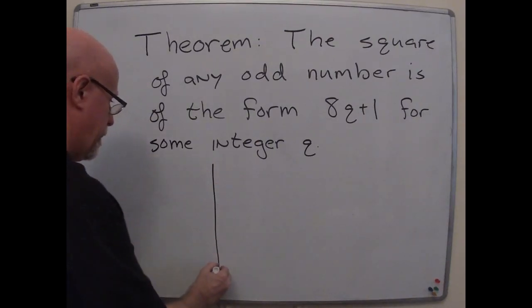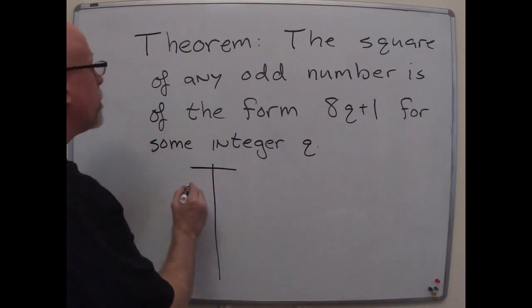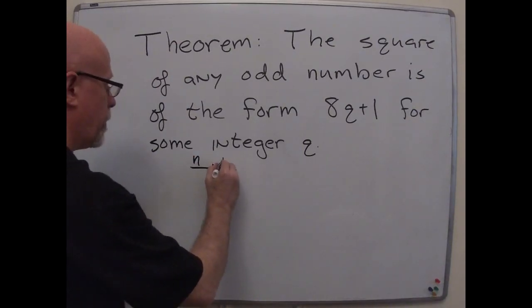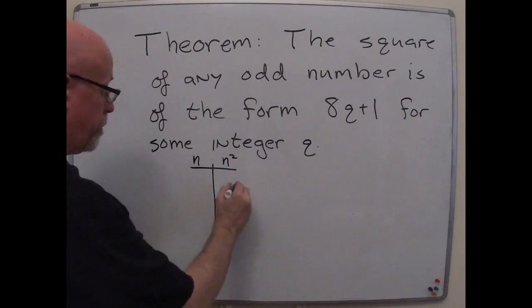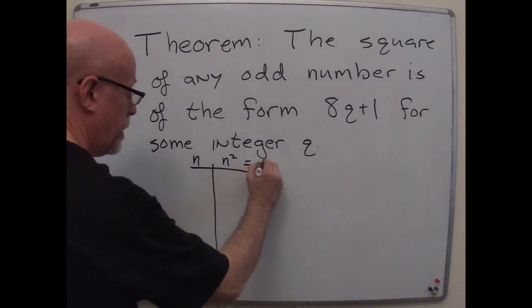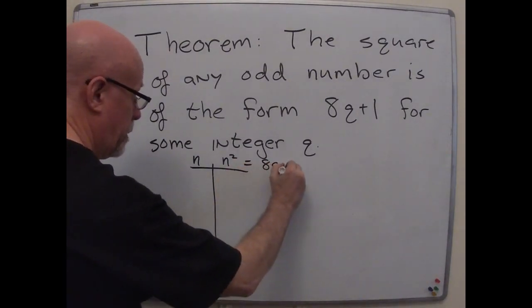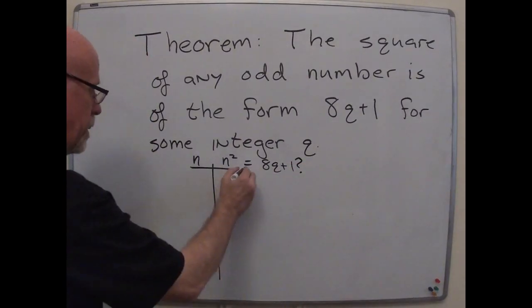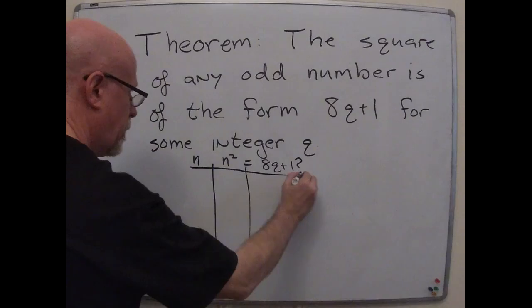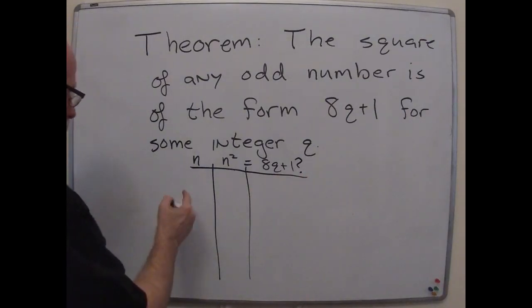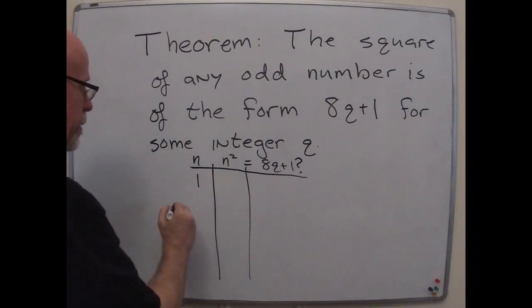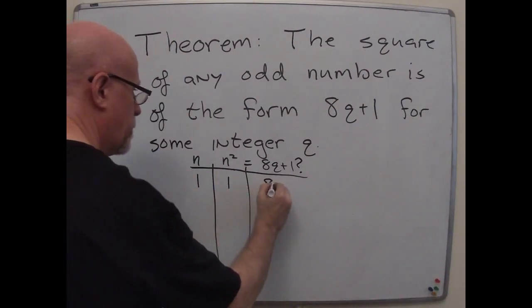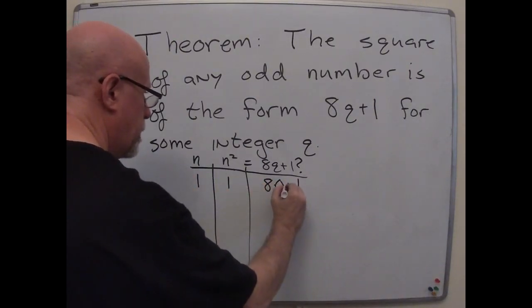So let's call n the odd number, and we'll figure out what n squared is, and then we'll try to write it in the form 8q plus 1. So there'll be 3 columns here. Only odd numbers though, right? So 1 is odd, and then 1 squared is 1. Okay, that one's easy because it's 8 times 0 plus 1.